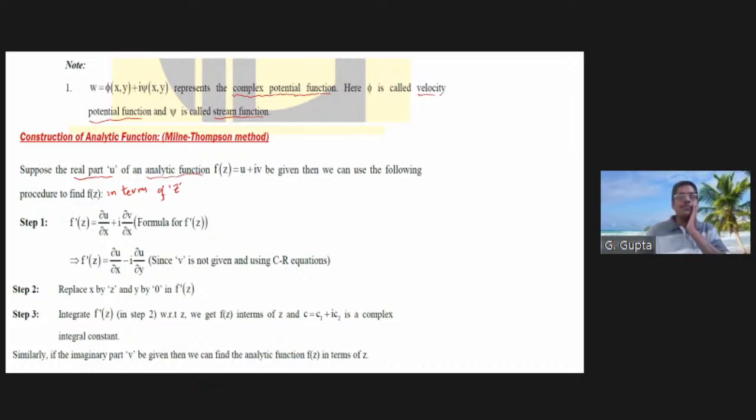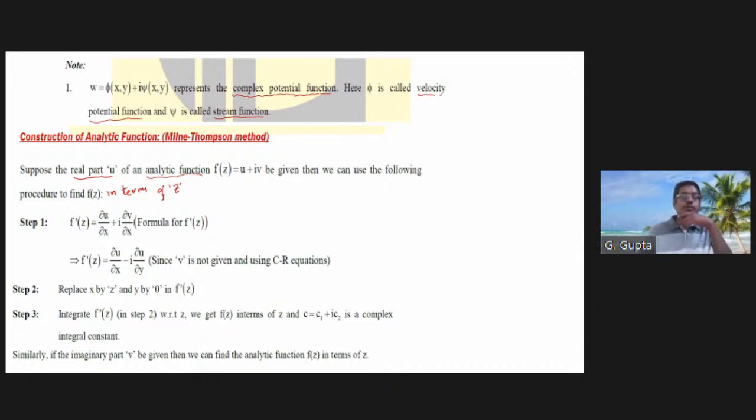We can take that formula. Now, with the help of the CR equation, I can replace ∂v/∂x by minus ∂u/∂y. Why? Because u is given, we don't know v. If we don't know v, how can I find partial derivatives of v with respect to x and y? That's why I convert it into u terms.